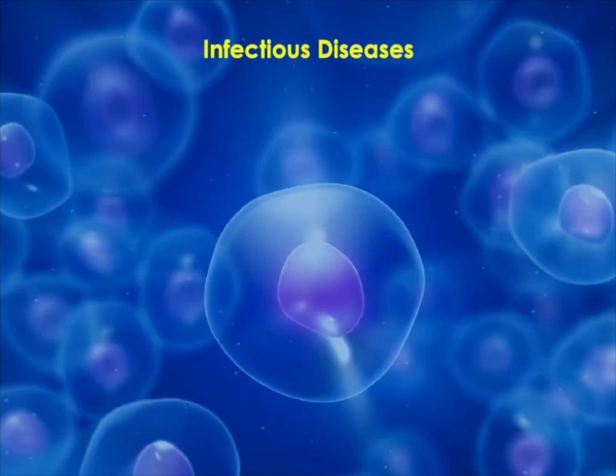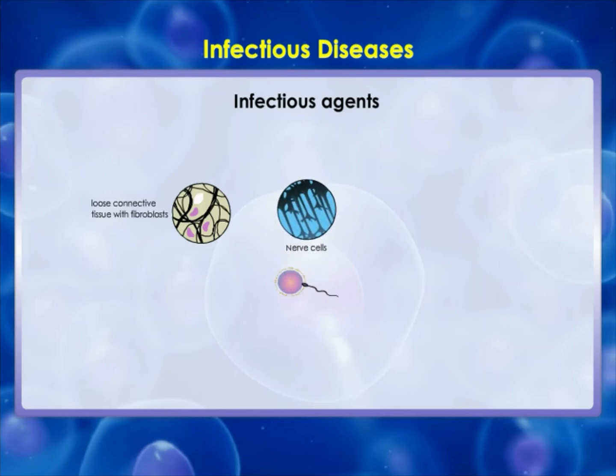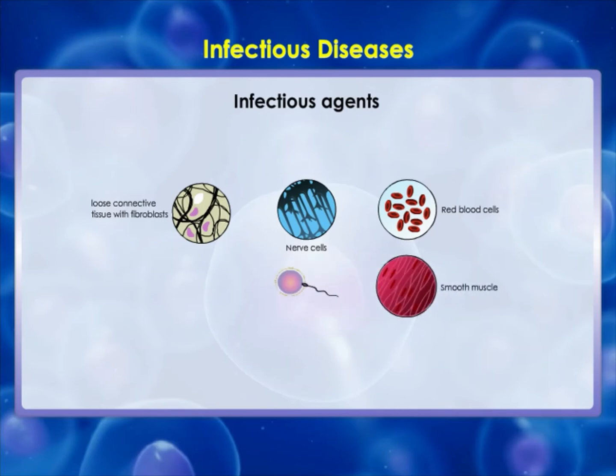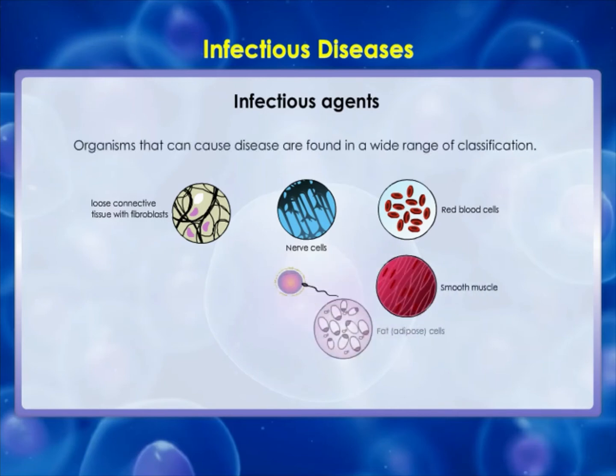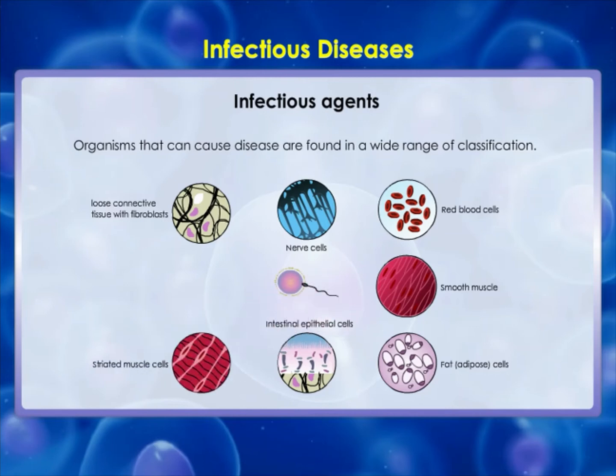Infectious diseases. Infectious agents. We have seen that the entire diversity seen in the living world can be classified into a few groups. This classification is based on common characteristics between different organisms. Organisms that can cause disease are found in a wide range of such categories of classification. Some of them are viruses, some are bacteria, some are fungi, some are single-celled animals or protozoans. Some diseases are also caused by multicellular organisms, such as worms of different kinds.